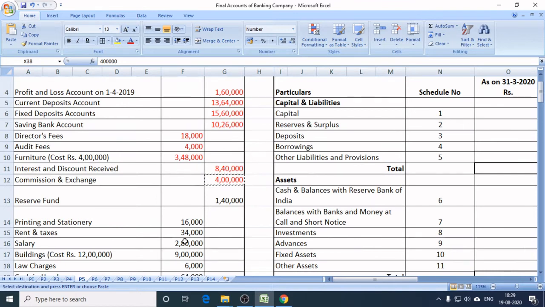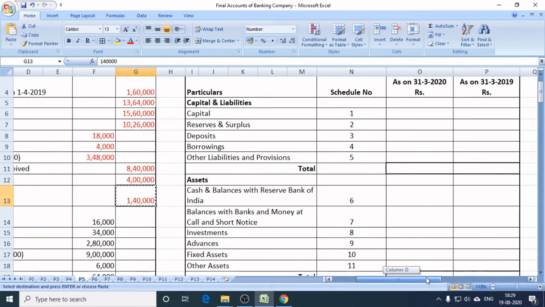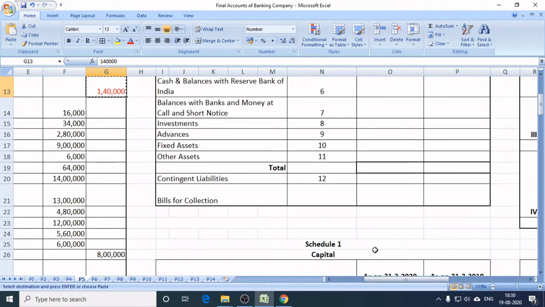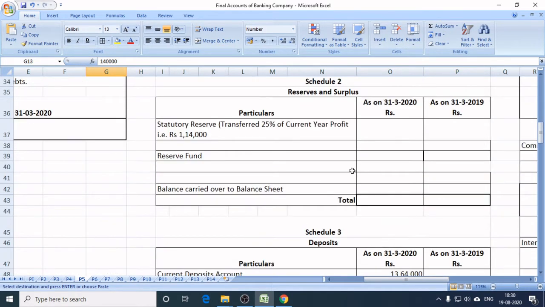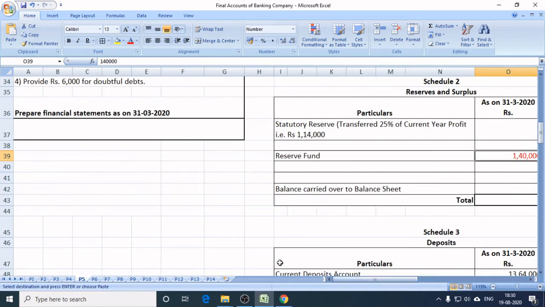Okay, the next is reserve fund. We have the reserve fund balance, and it has a credit balance in the trial balance. Then it goes under schedule number 2, reserve and surplus. I'll show it here in schedule number 2, reserve and surplus.